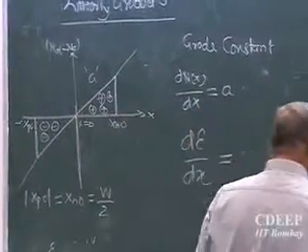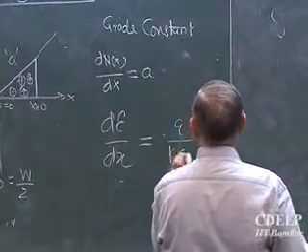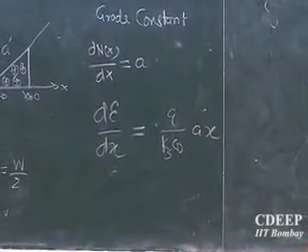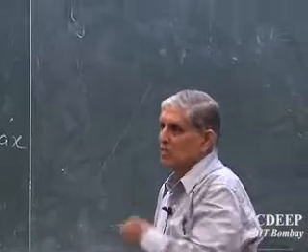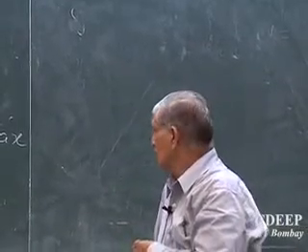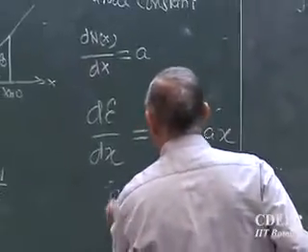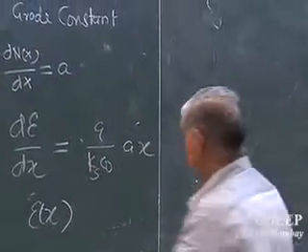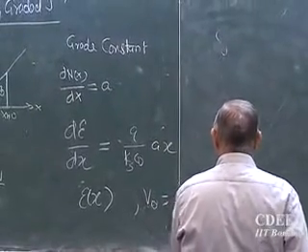If that is so, dE by dx I can write as q upon Ks epsilon naught times a times x. This is a linear slope. Y is equal to mx is the relation. So I wrote that. So what do I do now? I integrate it again. What for? To get Ex. If I know Ex, then what do I calculate? V0, which is the integral of E dx.